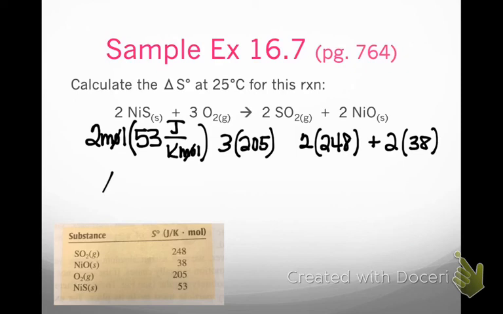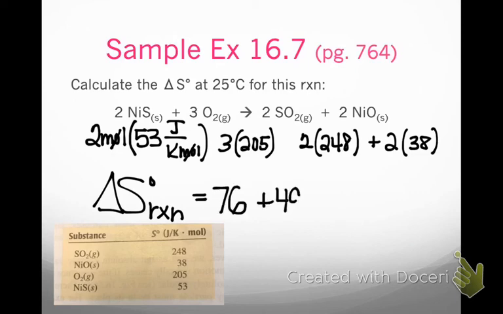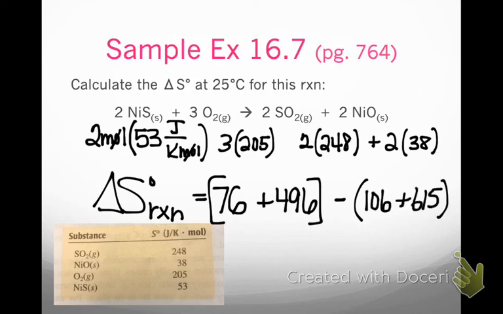And now I'm going to set up this delta S of reaction using the standard states again. Doesn't matter how we get to that final answer, just matters that we got there. So I can use this way of calculating, or I can use the negative delta H over T to calculate the S of the surroundings. So either way works. When I do all the math, I end up getting 76 plus 496 on this side. That's my products, and I'm going to subtract 106 plus 615. And when I do the math, I get negative 149, and this is joules per Kelvin.